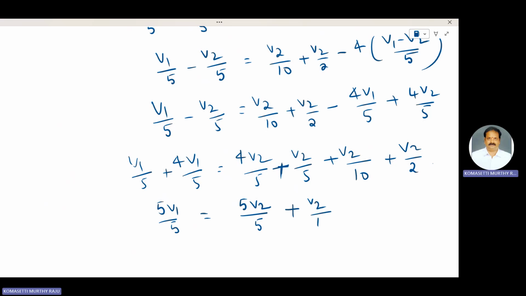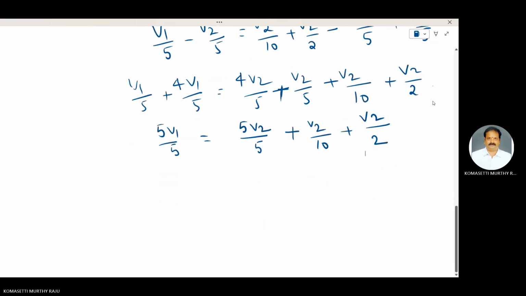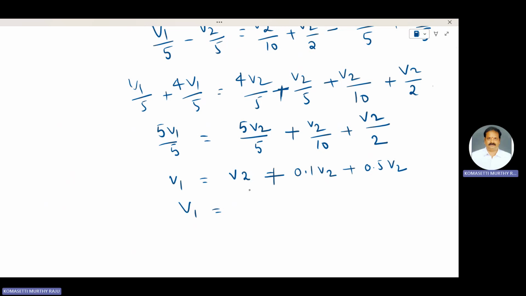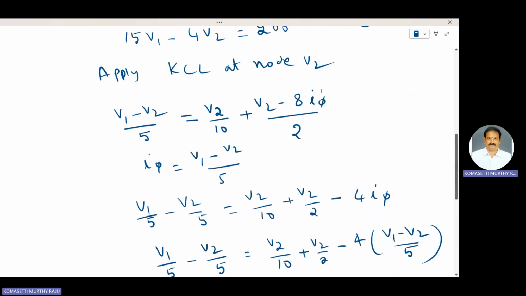5 V1 by 5 is V1. 5 V2 by 5 is V2. V2 by 10 is 0.1 V2, and V2 by 2 is 0.5 V2. Therefore, V1 is equal to 1.6 V2.